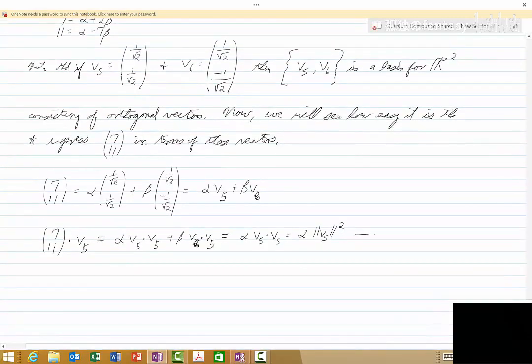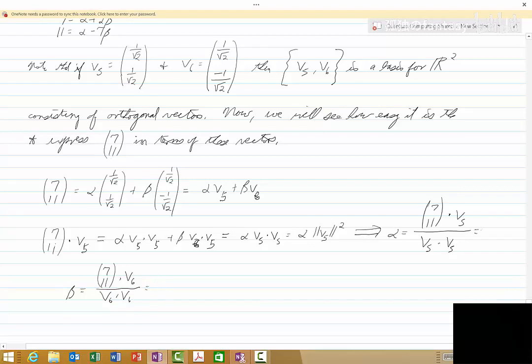So that implies that alpha is equal to (7, 11) dotted with v5 over v5 dot v5. And similarly, beta would be equal to (7, 11) dot v6 over v6 dot v6. And both of these we can compute very quickly.